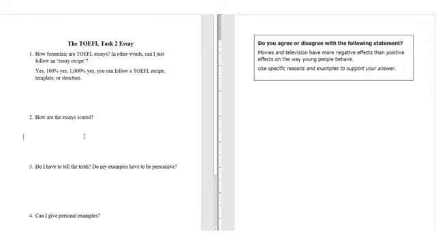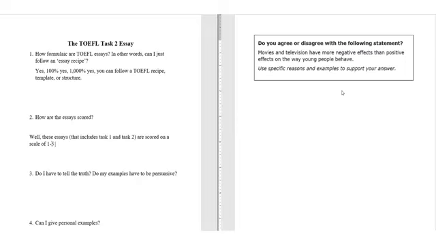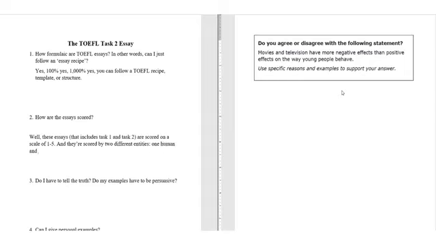All right, number two says, how are these essays scored? Well, these essays, that includes Task 1 and Task 2, are scored on a scale of 1 to 5. And they're scored by two different entities. One human, and what ETS calls its E-grader, or something like that. Basically, the E-grader is a computer that analyzes grammatical structures, transition words, paragraph organization, things of that nature, and gives it a score on a scale of 1 to 5.